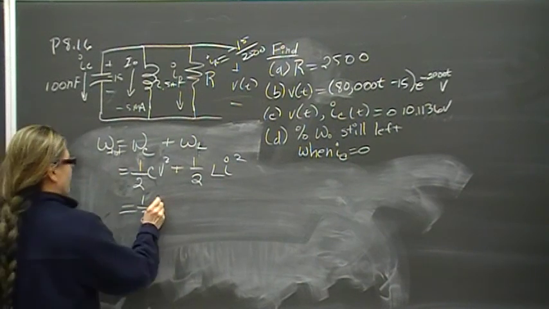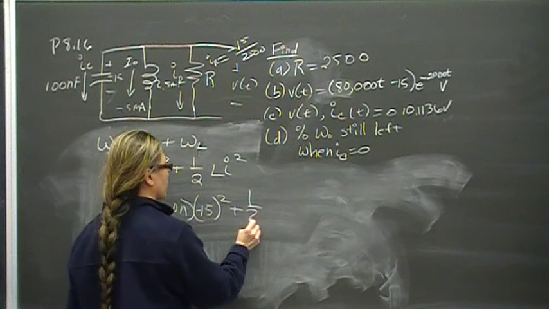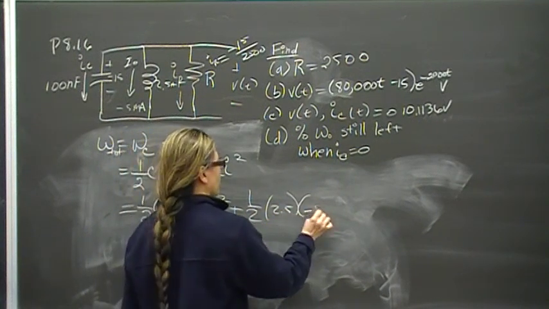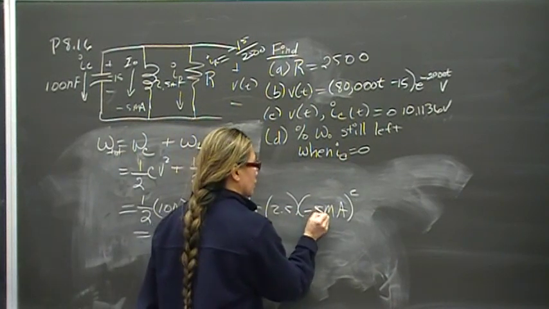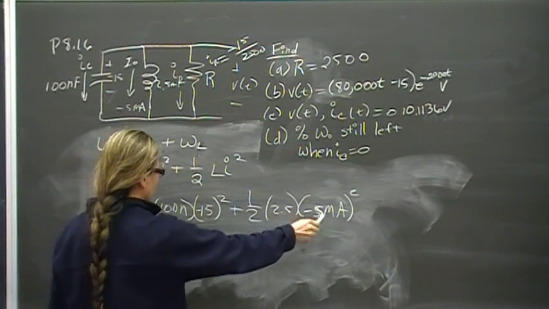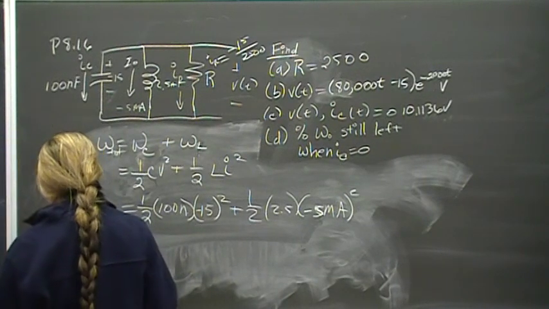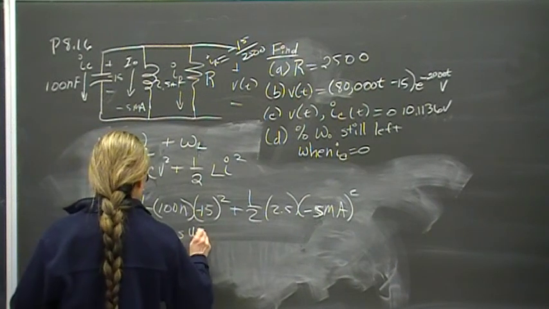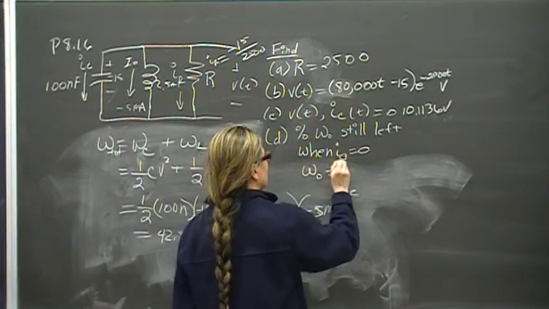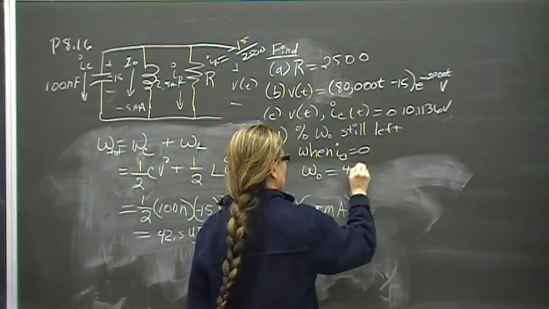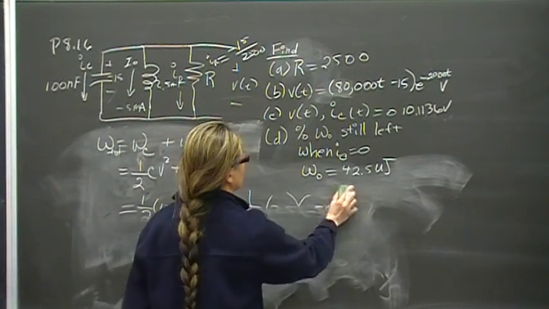So in the beginning, we have 1/2 times 100 nanofarads times negative 15 squared plus 1/2 times 2.5 henries times negative 5 milliamps squared. Put that into your calculator, being very careful to get the units correct, like make sure you put in 0.005 and 10 to the negative 9 and such. And you should come up with a value here of 42.5 microjoules. That's at the beginning of the circuit. That's the energy that is stored. So omega naught is equal to 42.5 microjoules.